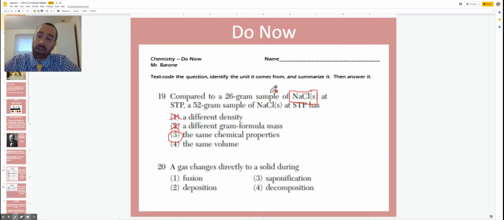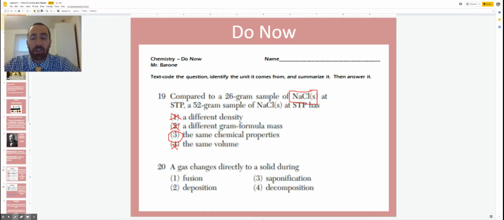The same volume? That's not true. While they have the same density, density is your mass per unit volume. It's that ratio of mass to volume. Since this has less mass than this sample, it's going to take up less space as well. So just because this has the same density as this sample of NaCl, because it has less mass, it will also have less volume. So they will not have the same volume. And that should make sense. If you have a little pile of sodium chloride that takes up 26 grams, and then you had one that was twice as heavy, you would expect it to take up more space. It would occupy a bigger volume. So number 4 should be incorrect as well.